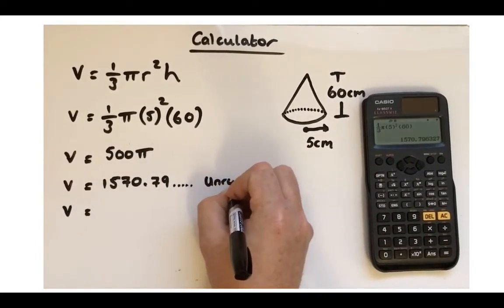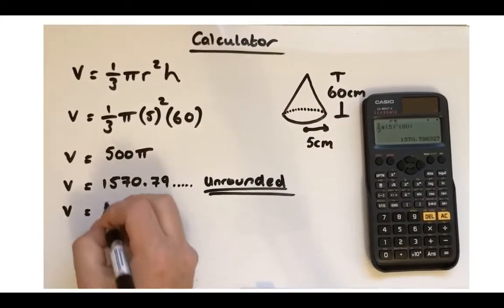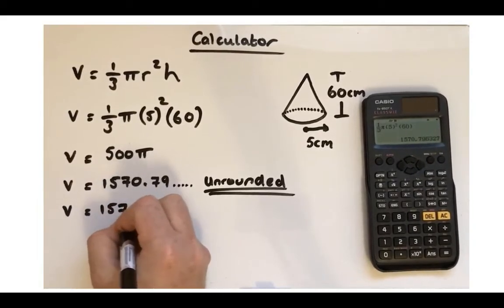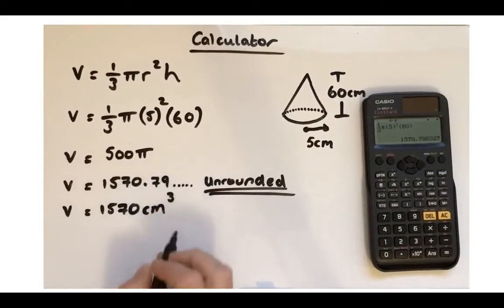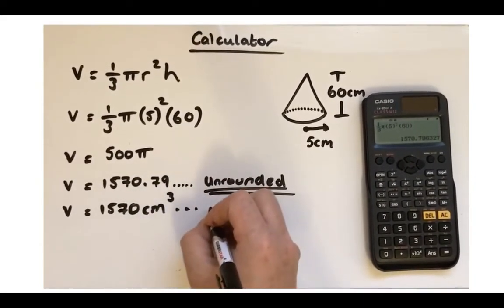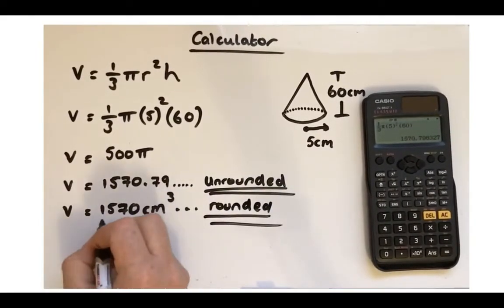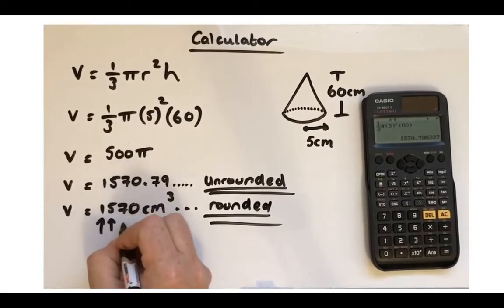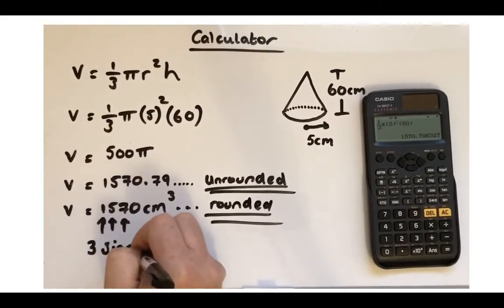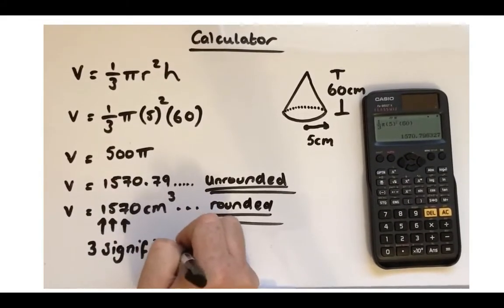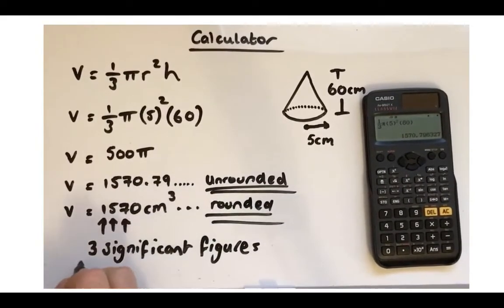Now in the question it might specify what you're required to round it to, whether it be decimal places or significant figures. Let's say it was to ask you to round it to 3 significant figures. And not forgetting your units, so your cubic centimetres, not centimetres cubed. We've got first significant figure there in the thousands, second significant figure in the hundreds, third significant figure in the tens column. So we're rounding this to 3 significant figures.